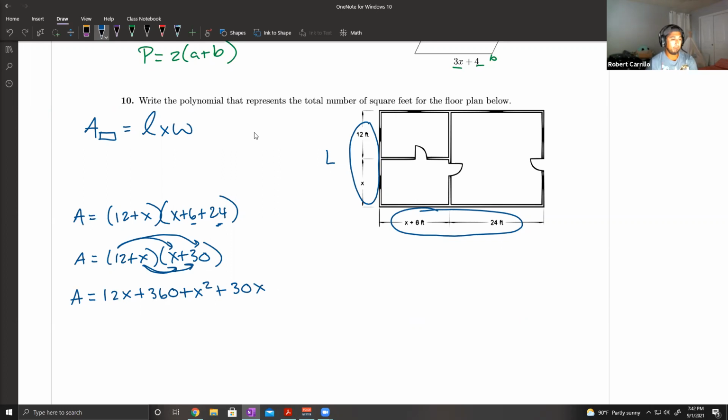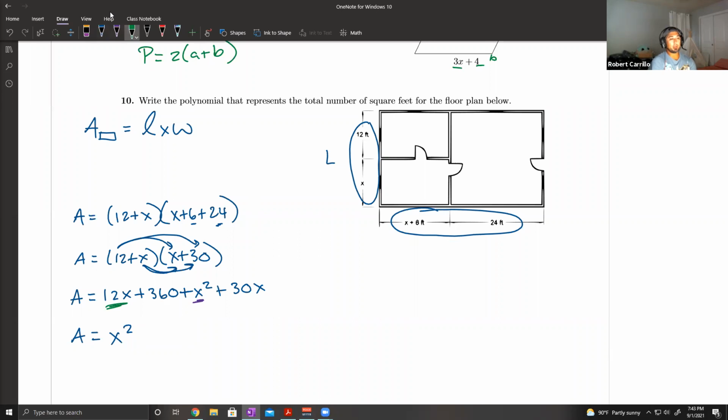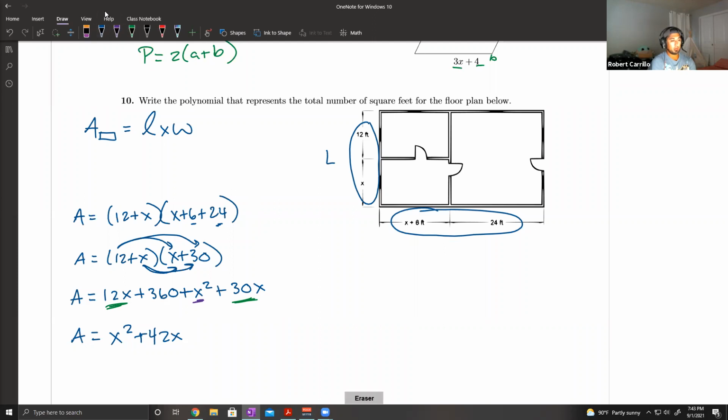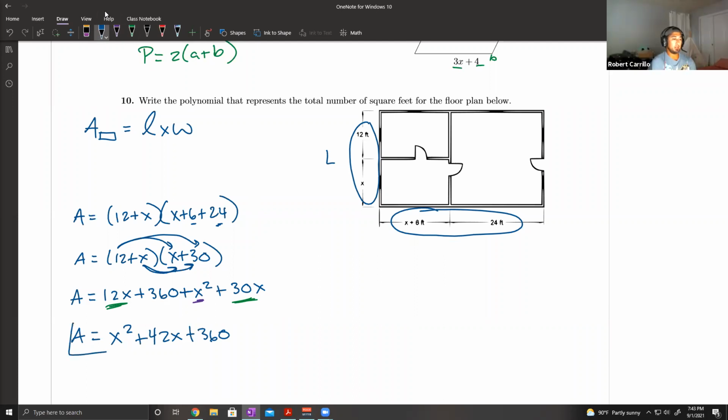30x. Okay. Now let's just rearrange it, starting with the highest power first. And we see that we have x squared. Any other x squareds in there? Nope. So we'll bring that guy down. And then we go to our x's. What is 12x plus 30x? 42x. And what is left? 360. So this polynomial represents the area of this floor plan.